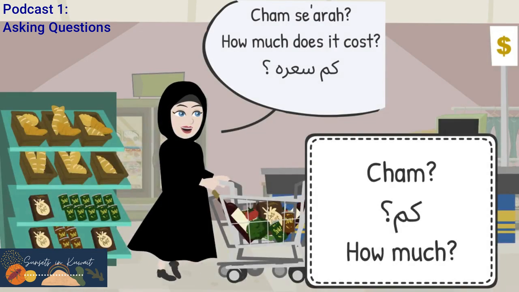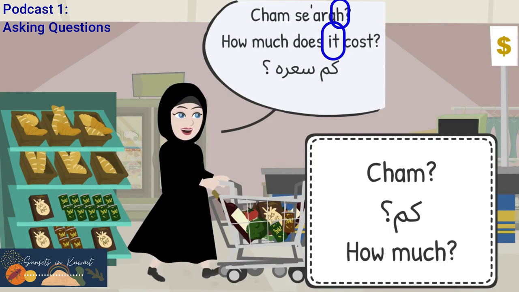When we go to the supermarket, we can ask many questions, but usually we ask كم, how much. For example, you can say كم سعرة? How much does it cost? So you're pointing at the bread and you say كم سعرة? Or كم الخبز مثلا? خبز is bread. Or كم الحليب? How much is the milk? سعرة is referring to it. For example, you're pointing at the bread and saying كم سعرة? How much does it cost?